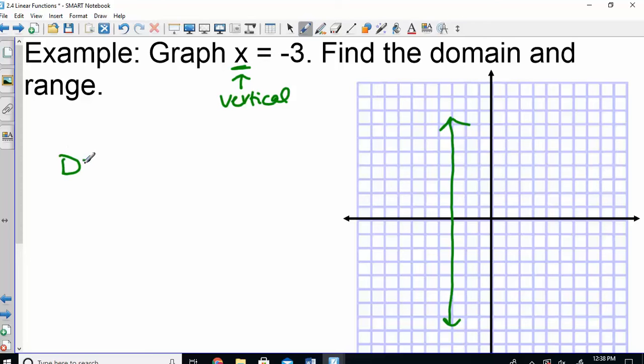My domain: as I'm traveling from left to right, I only hit one x value, and that's negative 3. So we can't even do an interval there since there's only one. So we just put it in a solution set. There's only one value that our x can equal. Our range is referring to our y's. So going from the bottom up, what would my range be?